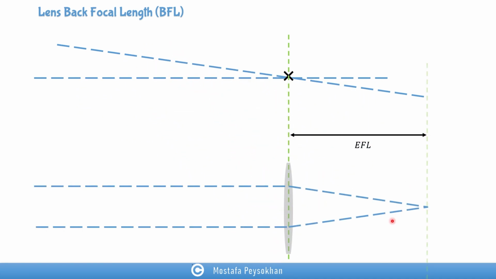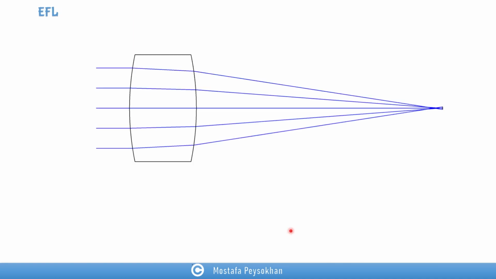And we can replace it with a thin lens, and this is the back principal plane, and this is the back focal plane. We use F prime for this one and P prime for this principal plane. Now let's see what the back focal length is. So we have effective focal length, back focal length, back principal plane. We should not mix them together.